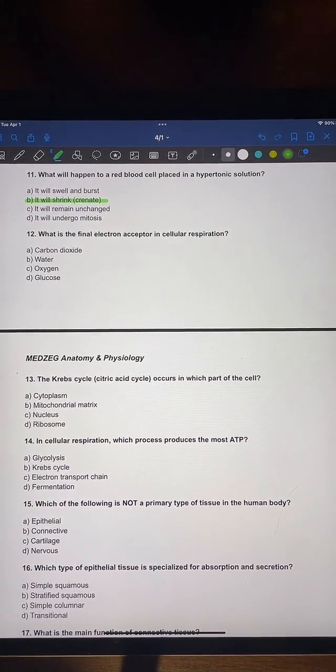We're on number 12 now. What is the final electron acceptor? Yeah, we can go over metabolic pathways in the future.